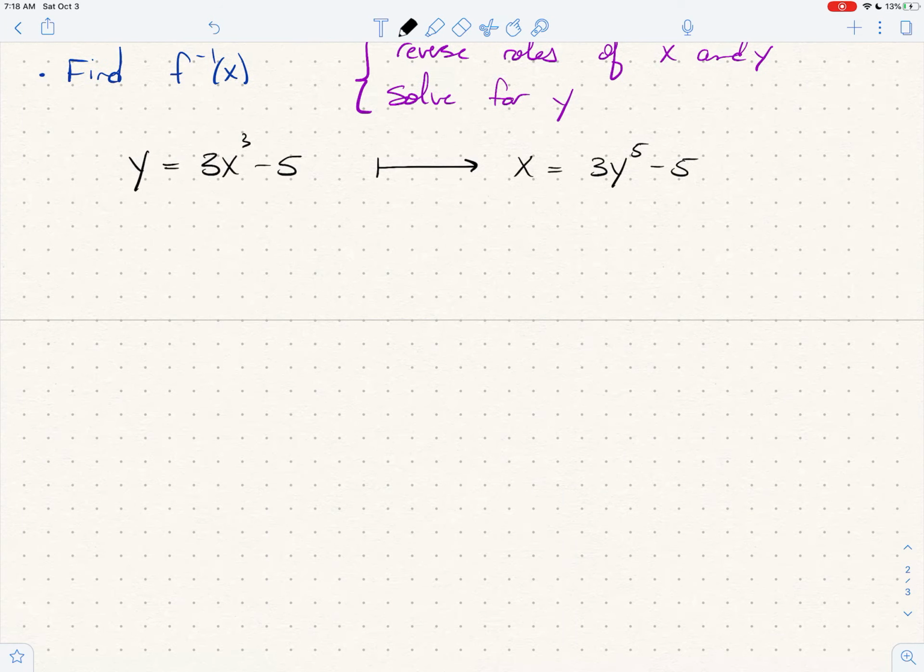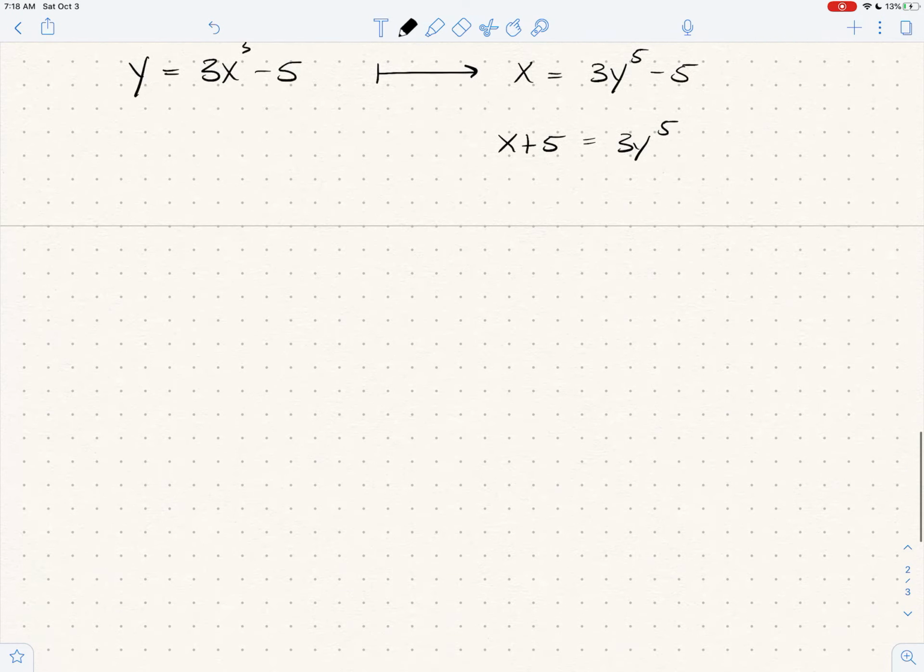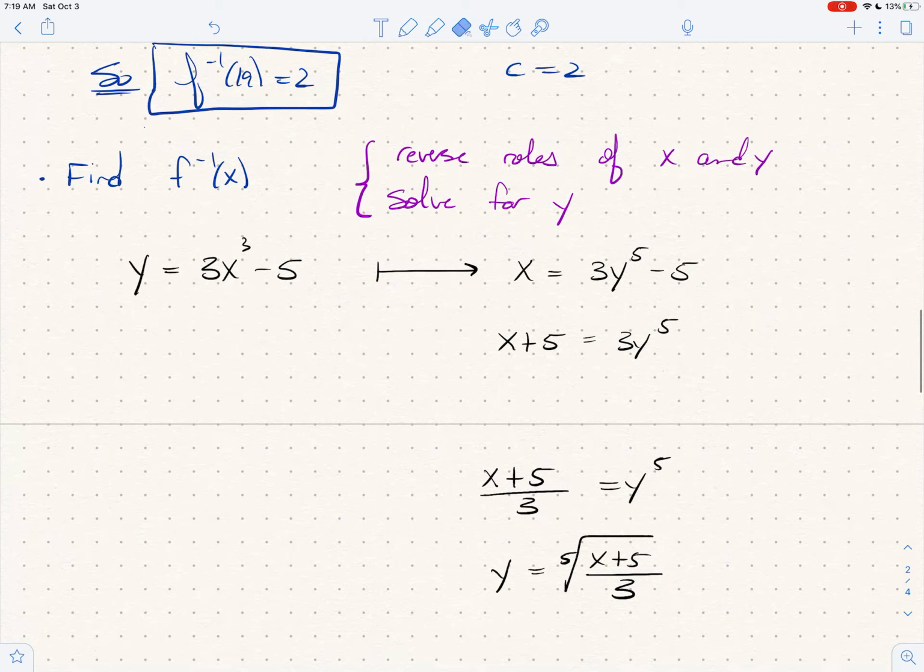And so I get x plus 5 equals 3y to the 5th. And so that means what? x plus 5 over 3 is y to the 5th. And so y is going to be the 5th root of x plus 5 over 3. And so that's it. Wait, how did I get a 5? Oh, I had a 3 here, and I made it a 5. I don't know how I did that, but I did. So let's put that all back. This is cubed. This is cubed. This is cubed. And that's cubed. There we go.